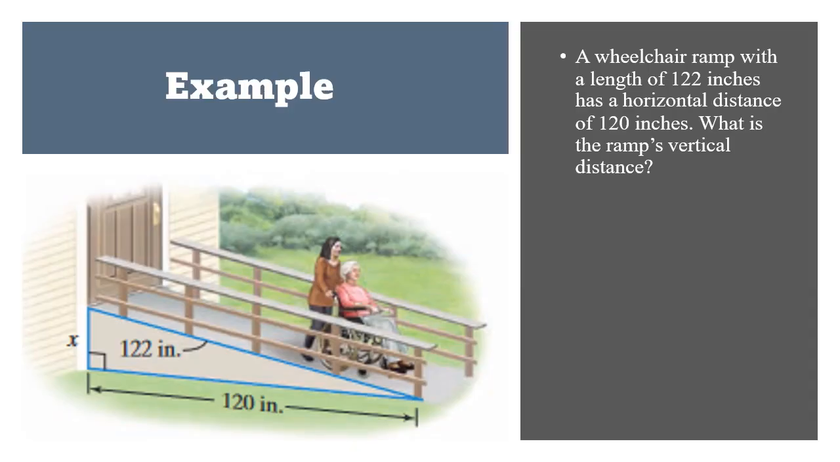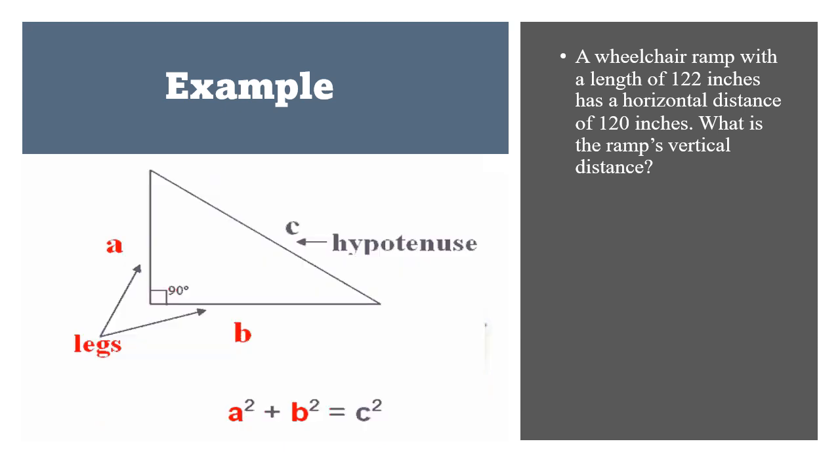Another example, a wheelchair ramp with a length of 122 inches has a horizontal distance of 120 inches. What's the ramp's vertical distance? So we need to find x. If I look at this problem, I can solve it using the Pythagorean theorem, where c squared equals a squared plus b squared. So this problem, we're going to solve it using Pythagoras.